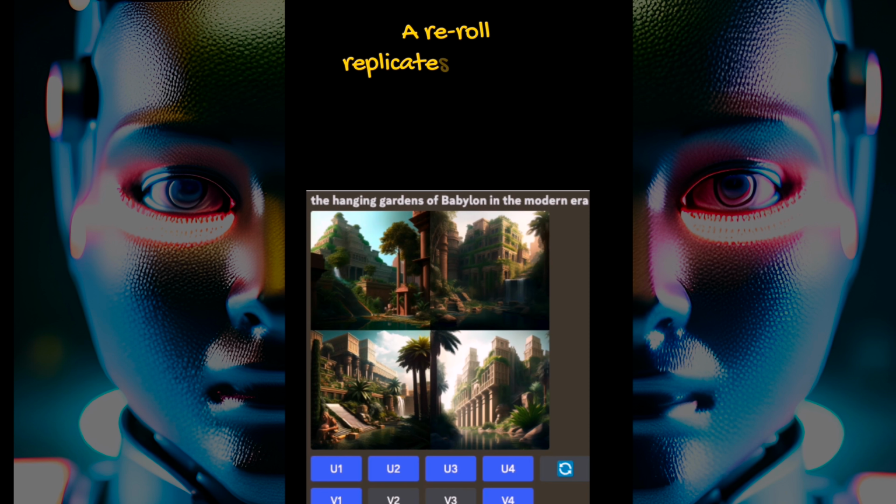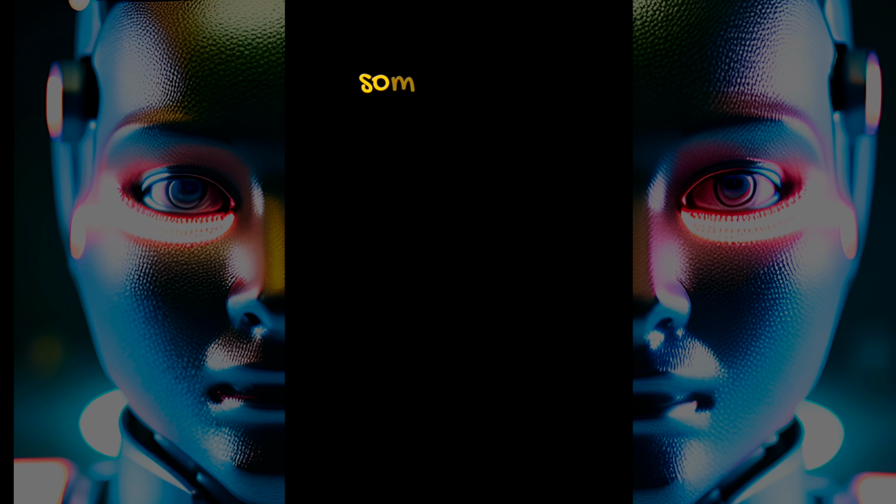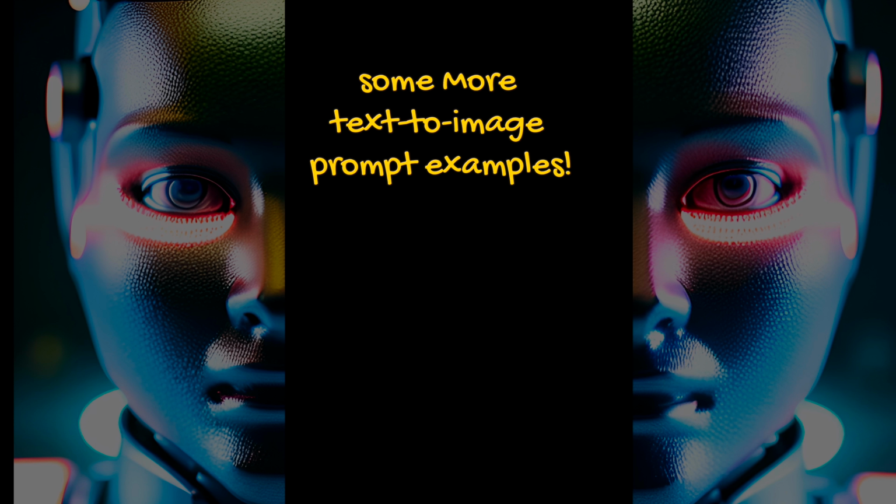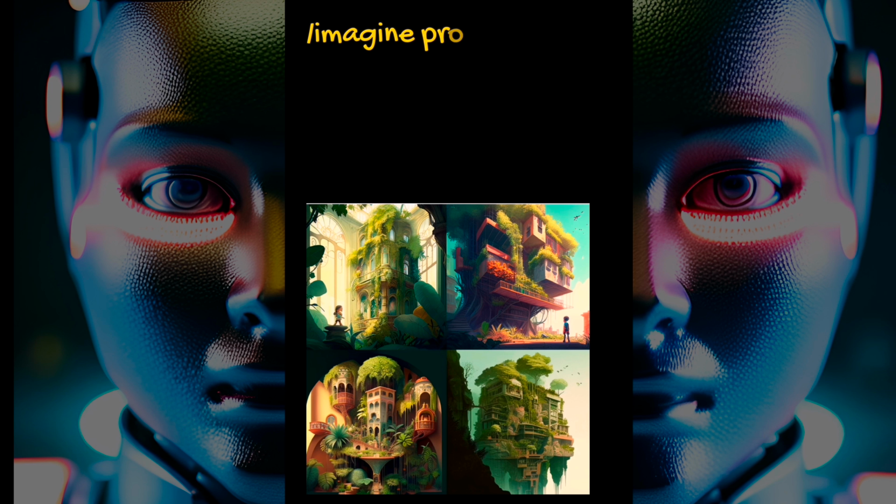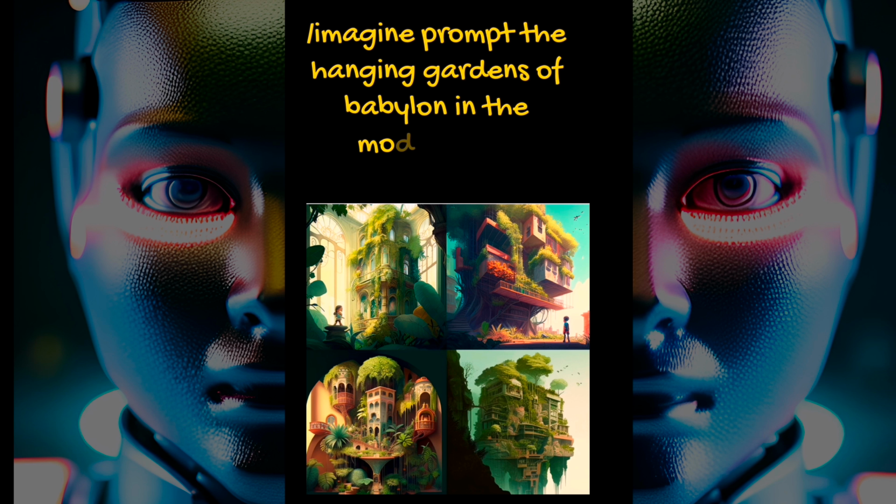The re-roll replicates the job, thus yielding a freshly generated arrangement of pictures. Some more text-to-image prompt examples. Now try this prompt. Imagine prompt the Hanging Gardens of Babylon in the modern era.